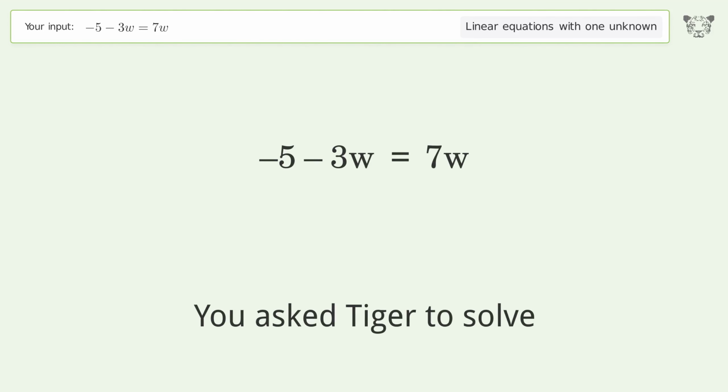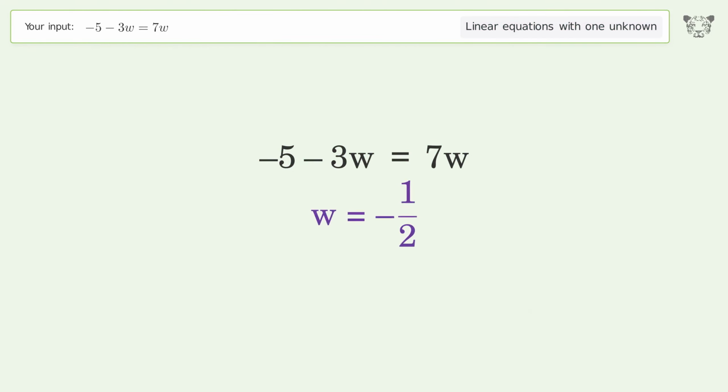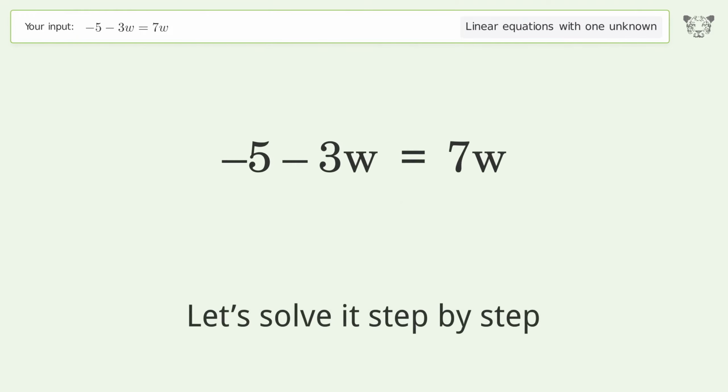You ask Tiger to solve. This deals with linear equations with one unknown. The final result is w equals -1/2. Let's solve it step by step.